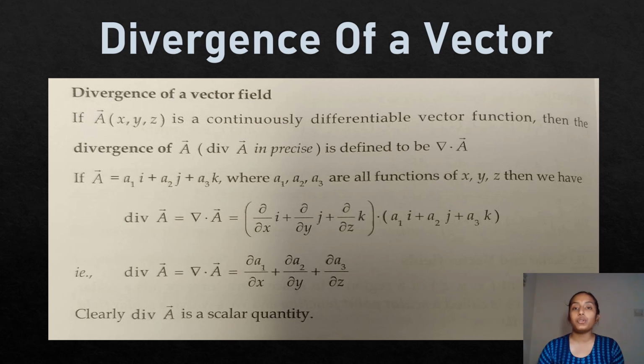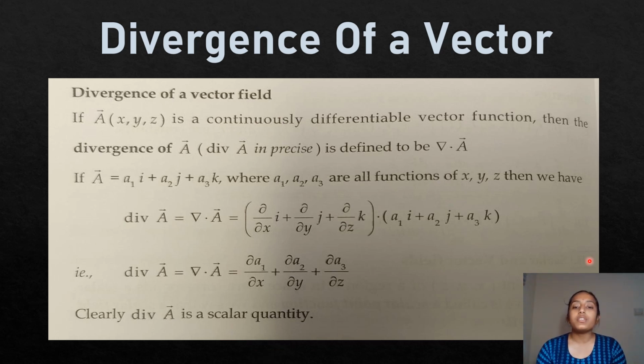But one thing we have to notice here: in the previous two cases that we considered, the inputs were always continuously differentiable scalar functions, but in the concept of divergence, the input itself is already a vector function. So when we perform the grad and the directional derivative, we are converting scalar inputs into vector outputs, but in this case the input is a vector and the output is always going to be a scalar quantity.